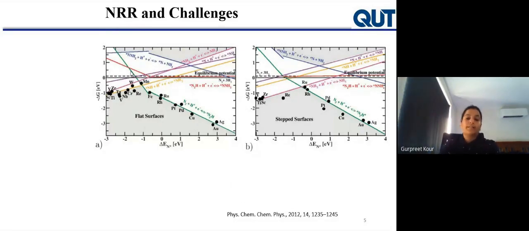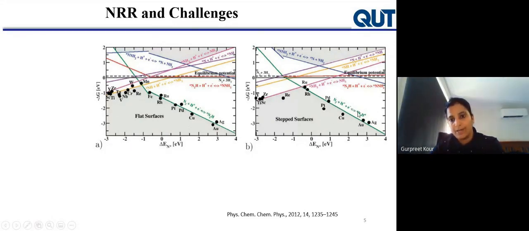So here it's a volcano plot. I got this figure from one of the papers by Norskov, a very renowned scientist in the field of electrocatalysis. They studied various transition elements, both in the flat surface as well as in the stepped surface, for the conversion of nitrogen to ammonia. And we can see in case of the stepped surface, the first hydrogenation step is the rate determining step. So the conversion of nitrogen to N2H is the rate determining step for most of the transition elements.